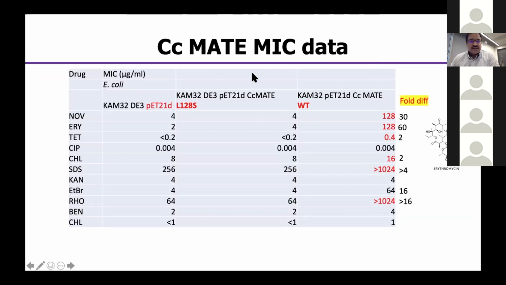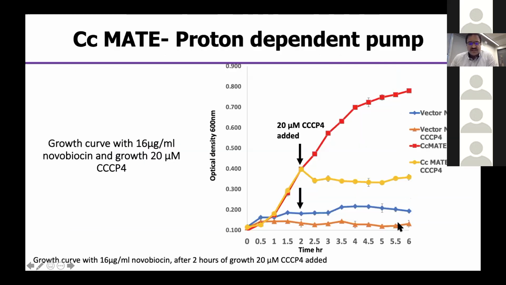And by looking at our MIC data, as you can see here, it has 60-fold resistance to erythromycin and 30-fold to novobiocin, and 4 to 16-fold to different dyes and SDS molecules. So it's clearly erythromycin is one of the drugs recommended for egg-laying chickens. That's why probably we see high-level resistance.